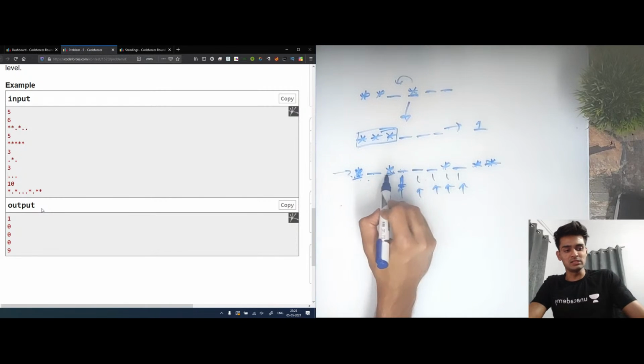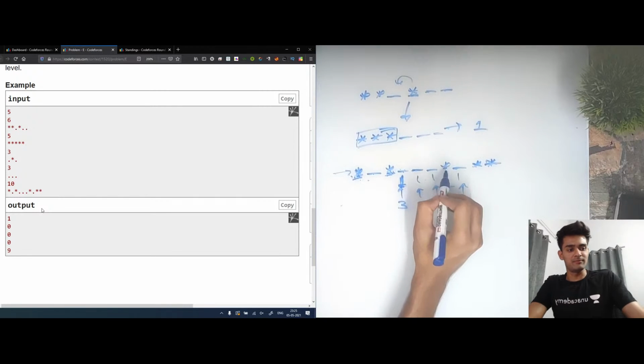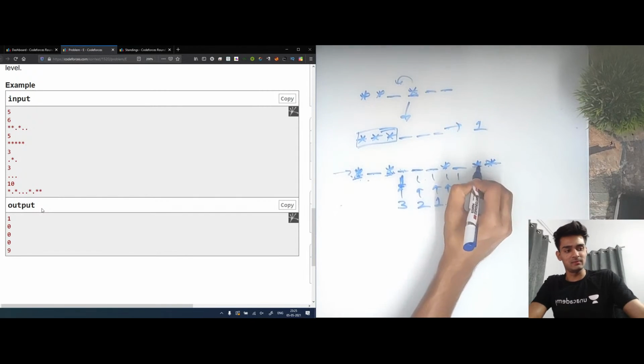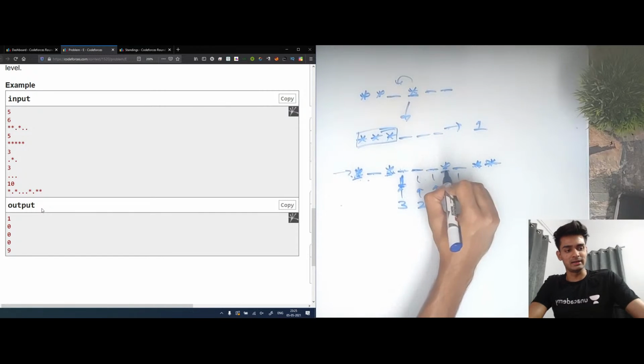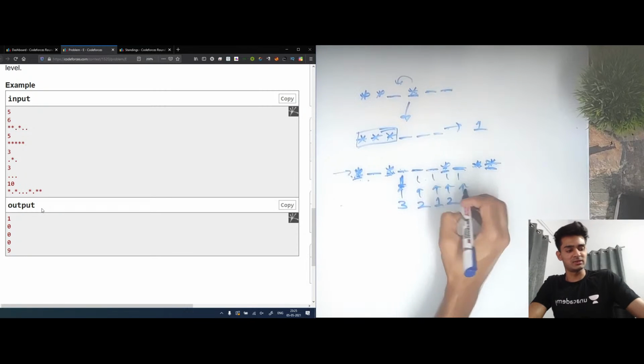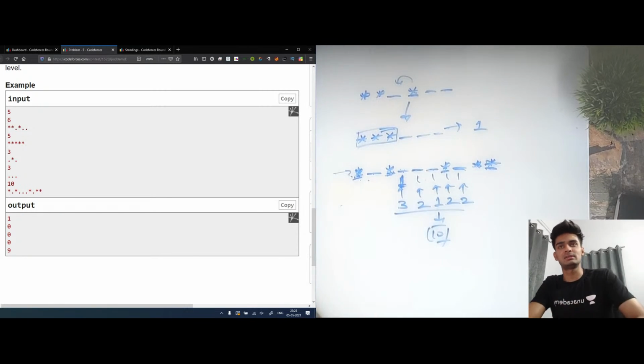Then this sheep will come onto this index, which costs us 2. Then this sheep will come onto this index, with a cost of 1. Then the next sheep, which is here, will move to this index and will cost 2. Then this sheep will move to this index, which again costs us 2. The sum of this is 10. As you can see, the answer is 10 also.